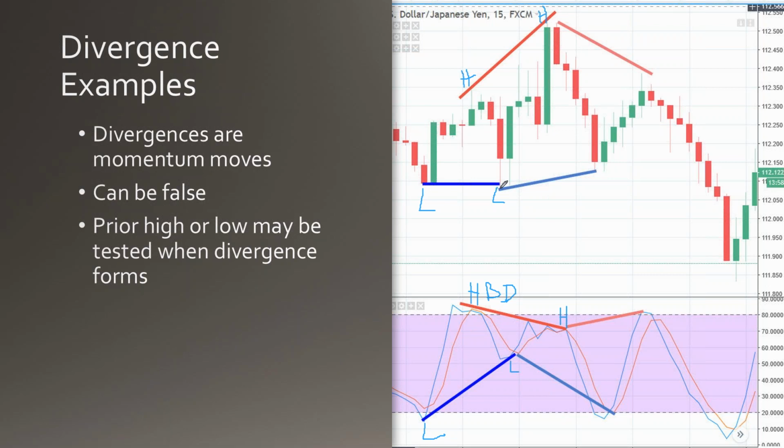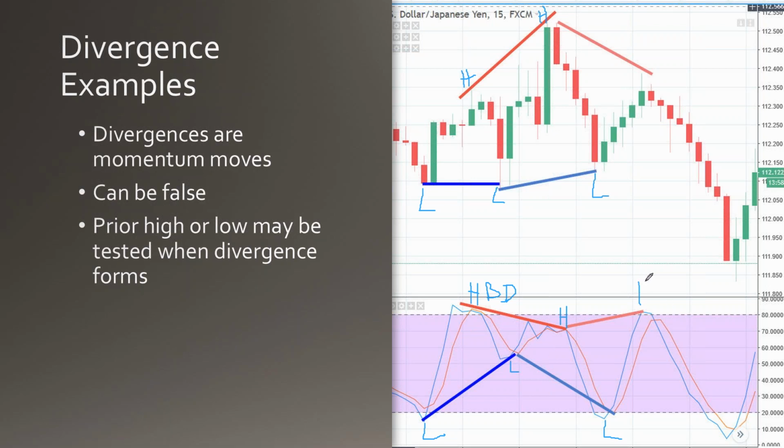Okay, here you have a low followed by a low here. You have the low here followed by a low here. Which divergence is that? That's bullish hidden divergence. Now, basically, it's still the same concept. Price is doing one thing, oscillator is doing another, okay? Both of them are momentum moves, okay? For some reason, this one, which is the hidden divergence, is harder for traders to recognize.